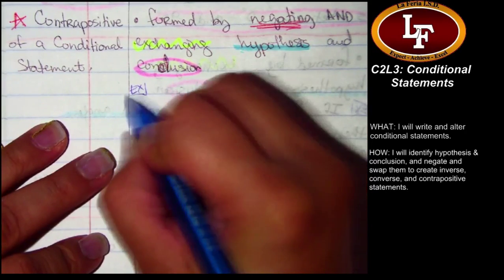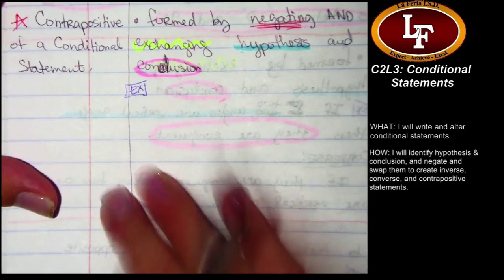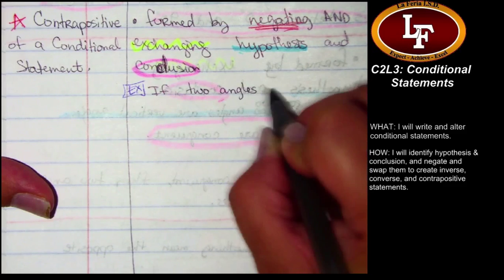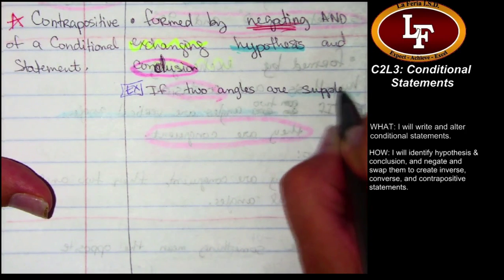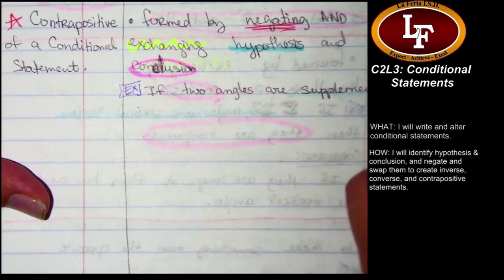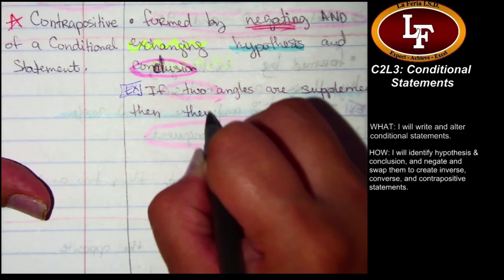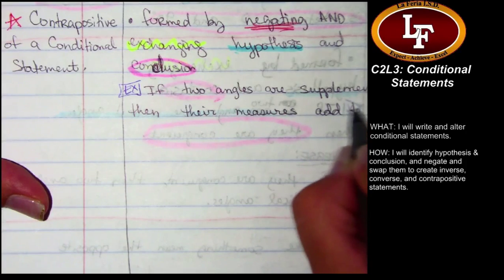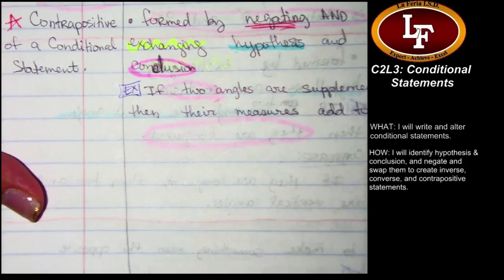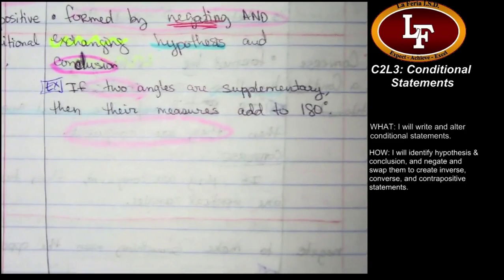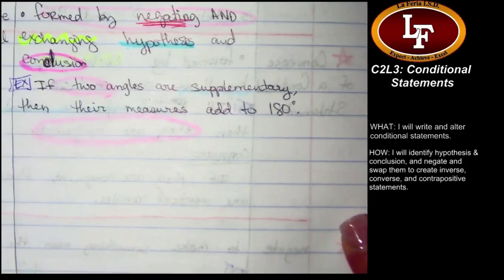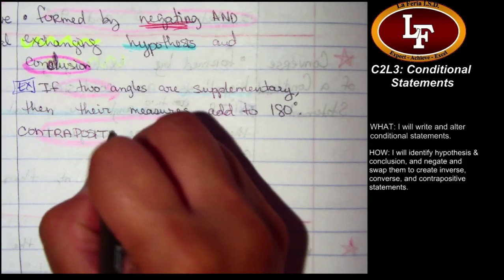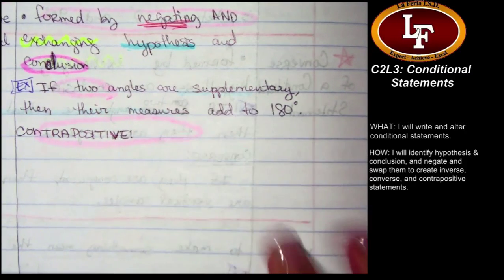Here's the example. If two angles are supplementary, then their measures add to 180 degrees. We'll be writing our contrapositive right here.